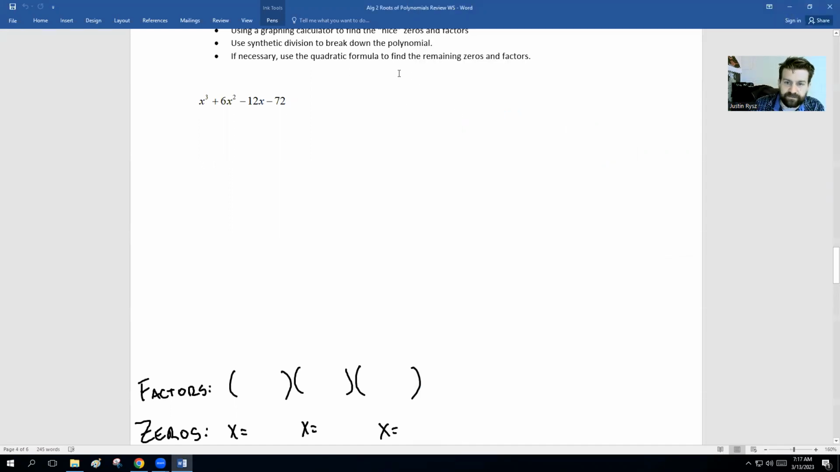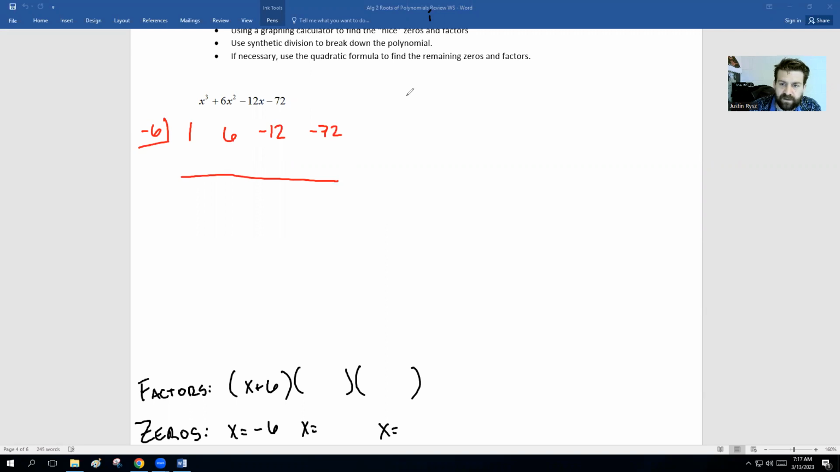Okay, it is what it is. Negative 6. And so that means we have an x plus 6 as our nice factor. All right, so let's break this down to a quadratic here by using synthetic division. We put negative 6 in here, and we got 1, 6, negative 12, negative 72.